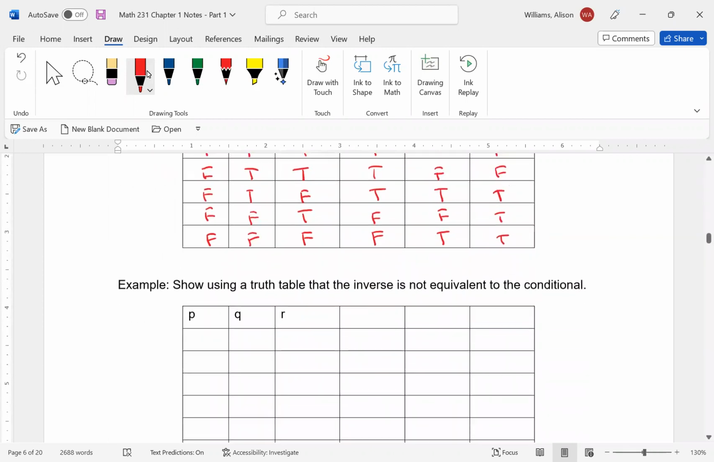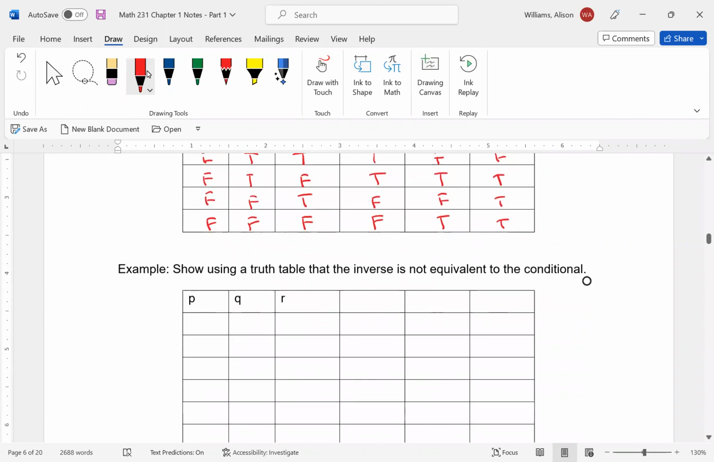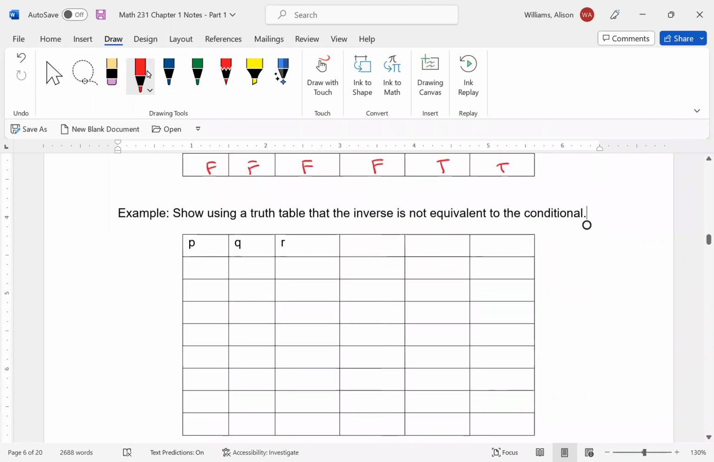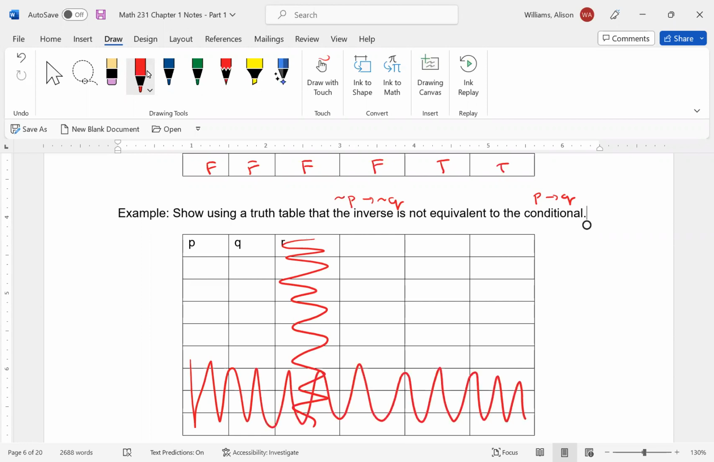Okay, so for this one, I don't think we need the big column. I just realized that. So use a truth table showing the inverse is not equivalent to the conditional. So the inverse is when you negate both of them. Conditional is when it's just P implies Q. Okay, so we don't need the R column. And I don't need these bottom 4 either. Okay. What I do need, I'm just realizing I need not P and not Q.